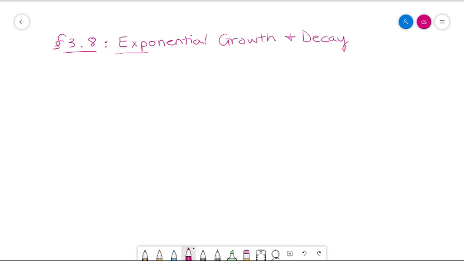All right, guys, welcome to section 3.8. We're still working with our word problems, but in this section, we're going to be looking at exponential growth and decay problems. Then just to do some basic examples of these scenarios, we have exponential growth.